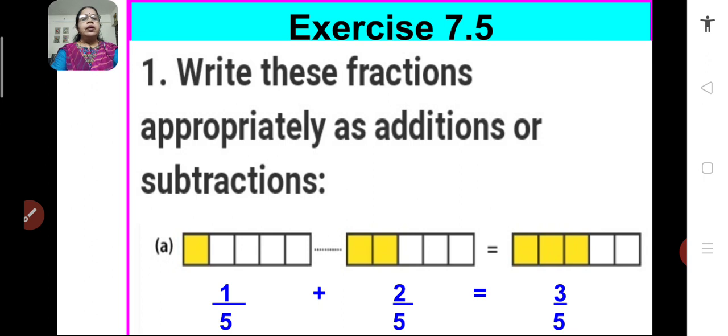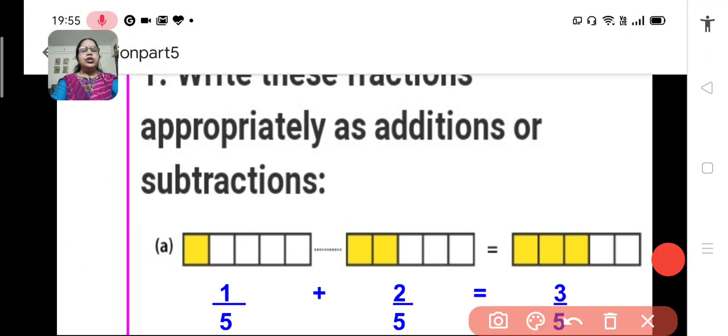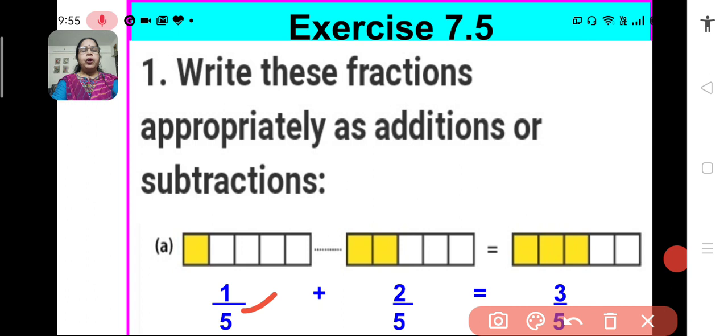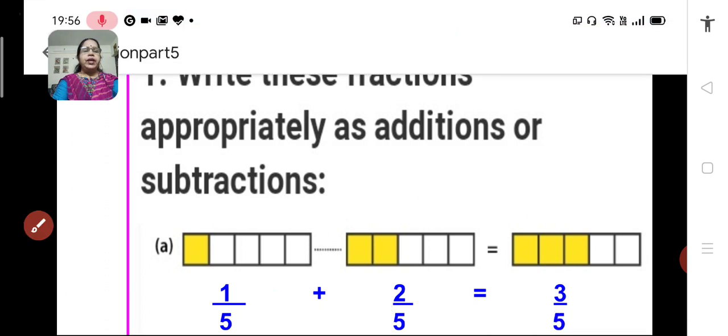Problem 1. Write these fractions appropriately as additions or subtractions. So, in the first picture, one part is shaded out of 5. So, it is 1 upon 5, and here we have two parts shaded out of 5, that means it is 2 upon 5. When we add them, what do we get? We get 3 out of 5, isn't it? So, 3 upon 5 we get.